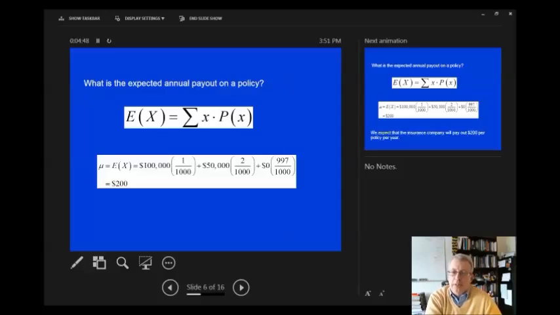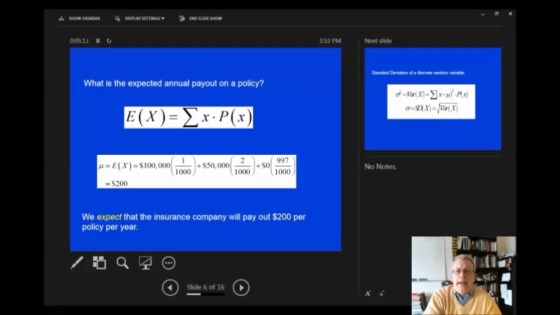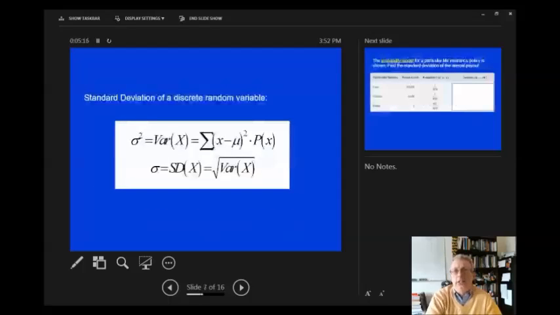And on average then, the insurance company would expect to pay out $200 per policy. Now we know that the actual results are going to vary significantly from there, because they're either going to pay out 0, 50,000, or 100,000. But on average, as an expected annual payout, it's $200 per policy. Now let's push it a little bit further and take a look at what the variation is and the standard deviation.